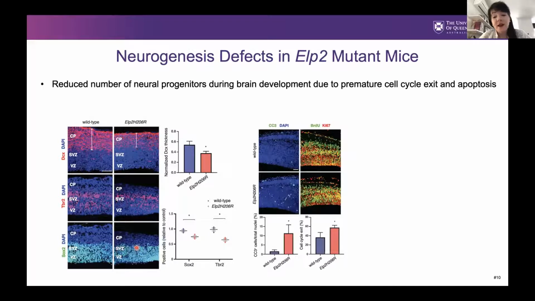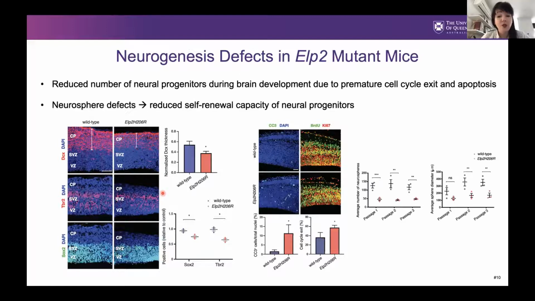So then when we analyzed the proliferation status of these progenitor cells, we found based on BrdU and Ki67 staining that there is a premature cell cycle exit in the mutant mice. They exit the cell cycle, but not only that, there is also an increase in apoptosis of these neuronal progenitors, which then explains why we have fewer neuronal progenitor cells, eventually leading to microcephaly.